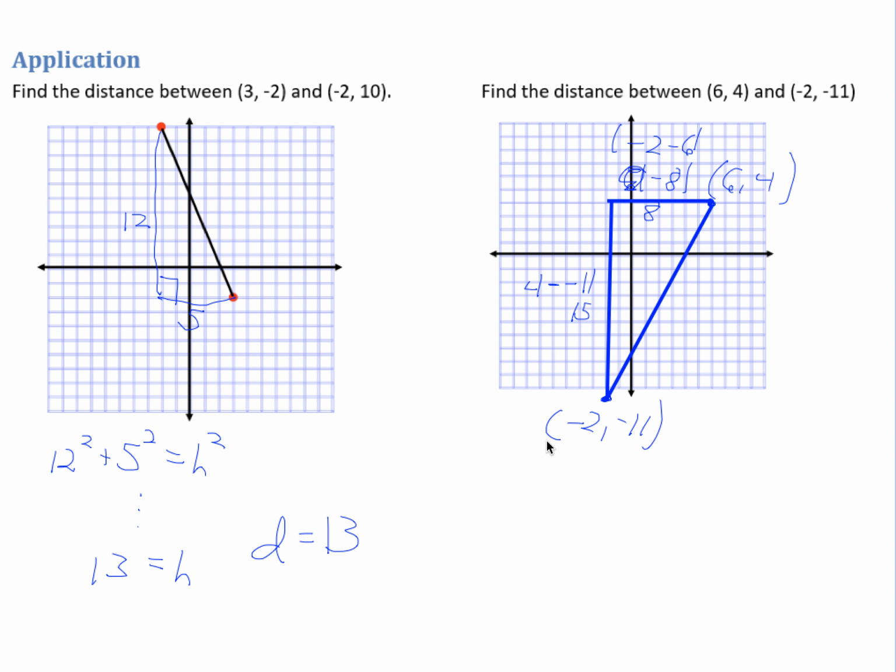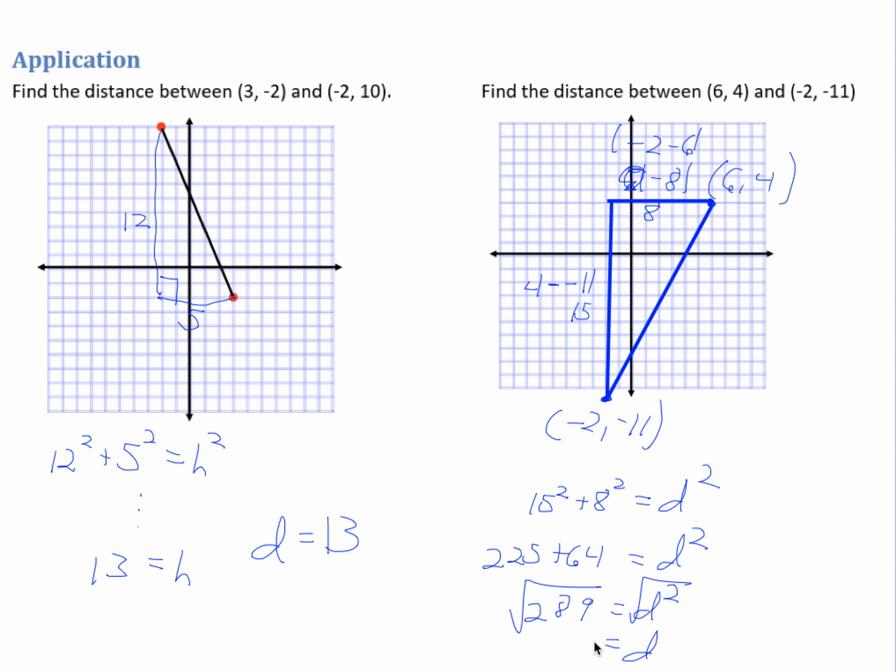So we can subtract. Now that we have those distances, we can do 15 squared plus 8 squared equals the distance squared. That's 225 plus 64 equals the distance squared. Add those together, you get 289. If you use your calculator to take the square root of 289, you get 17. So that distance there is 17.